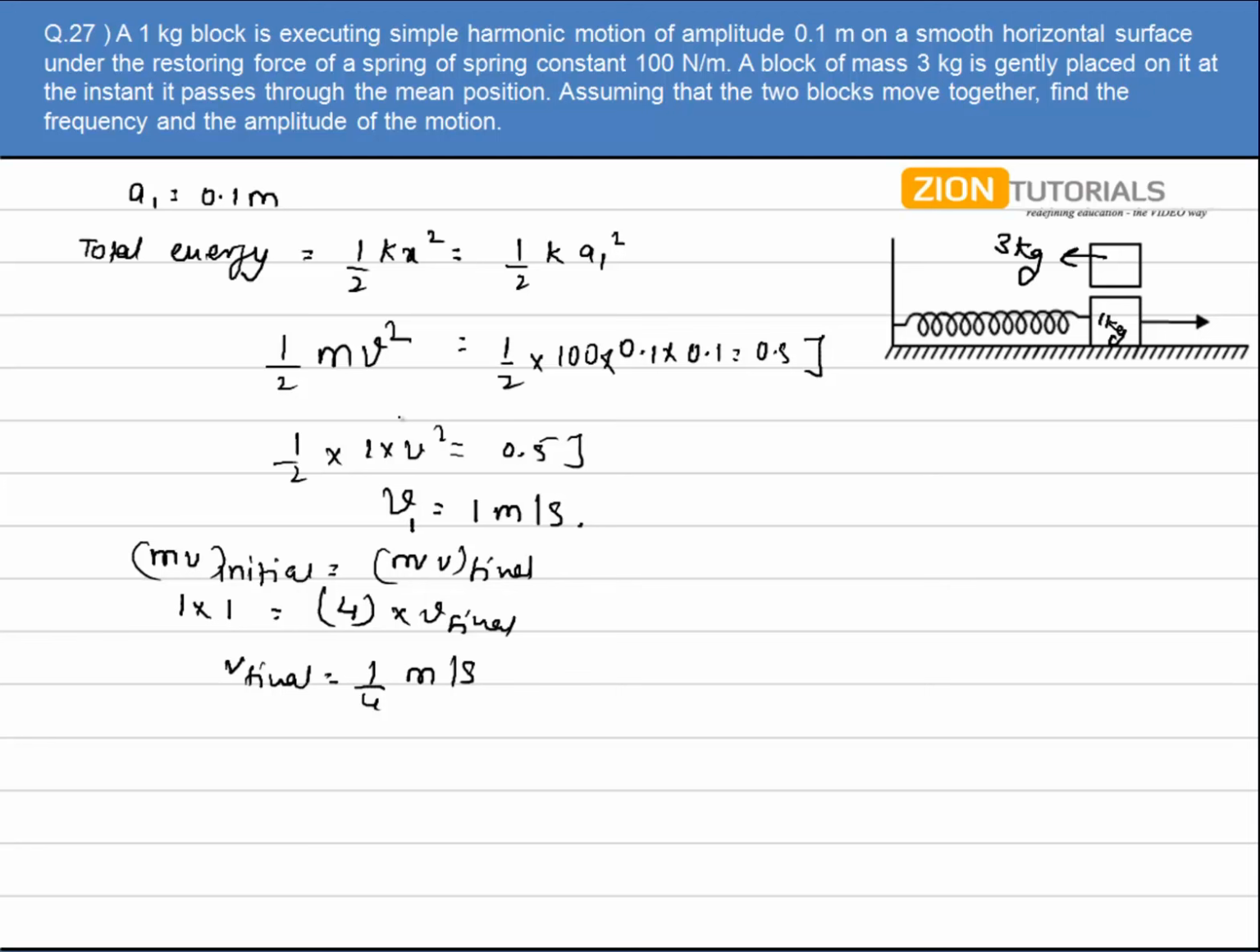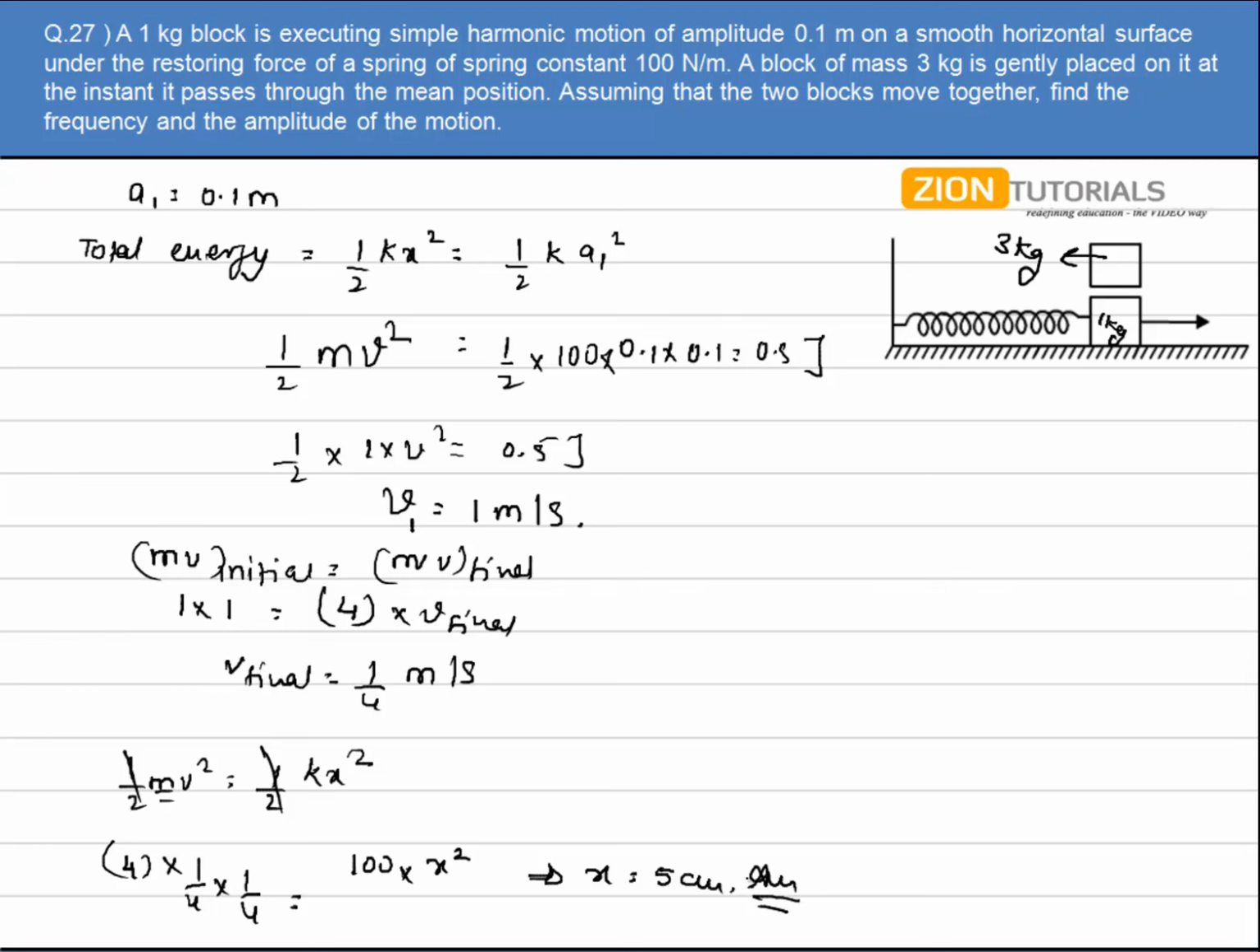Now what I have to do is calculate the amplitude of the motion. So again I'll conserve the energy, that is the kinetic energy at the mean position will be equal to the potential energy or the spring energy at the extreme position. So half of m v square can be written as half of k x square. Half is cancelled. The mass is 4 now. Velocity is 1 by 4 into 1 by 4. Spring constant is 100 into x square. So the value of x comes out to be 5 centimeter.